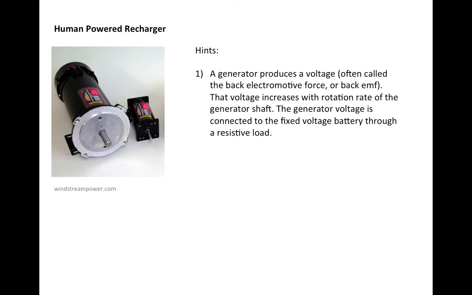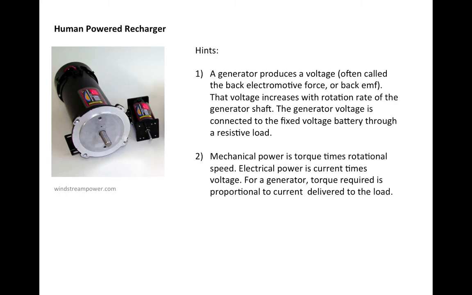Here's some hints. A generator produces a voltage, and it's often called the back electromotive force, or back EMF. And that voltage increases with the rate of rotation of the generator shaft. The generator voltage is connected to a fixed voltage battery through a resistive load. And usually that resistor is on the order of the same resistance as that across the leads of the generator.